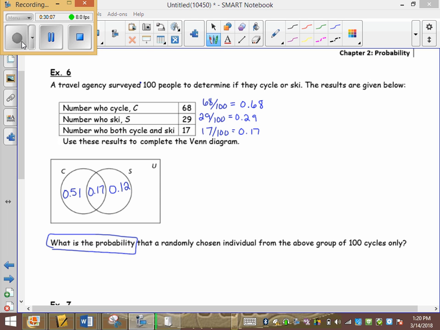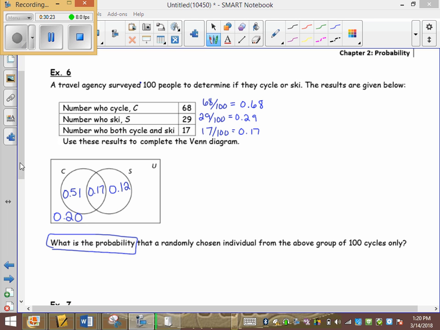0.20. How did I get that? 1 minus everything else, right? Because the probability adds up to 1, or if you change it to percent, it adds up to 100, or if you left it as numbers, they add up to 100, right?